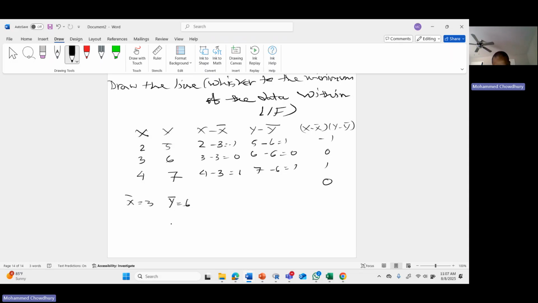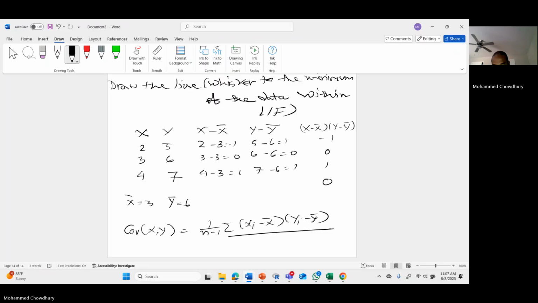So now the definition of covariance, written as covariance of x comma y, is computed as 1 over n minus 1 times the sum of xi minus x bar and yi minus y bar. So my sum here is 0. So the covariance is 0. This is the way to compute covariance using the paper and pen approach.